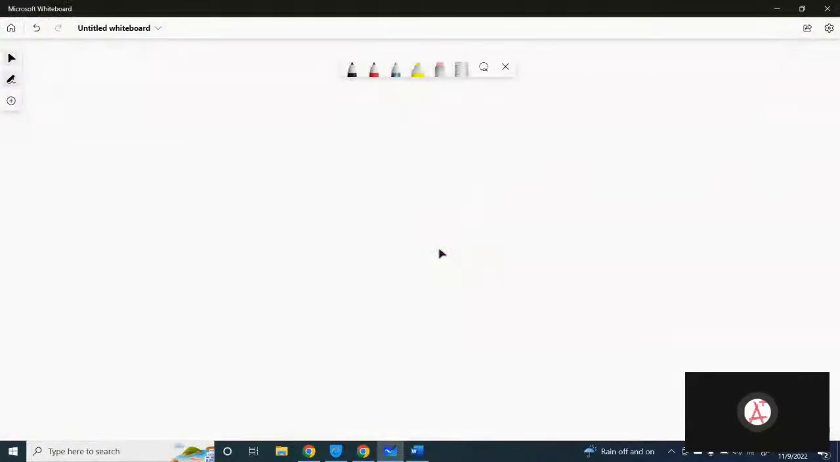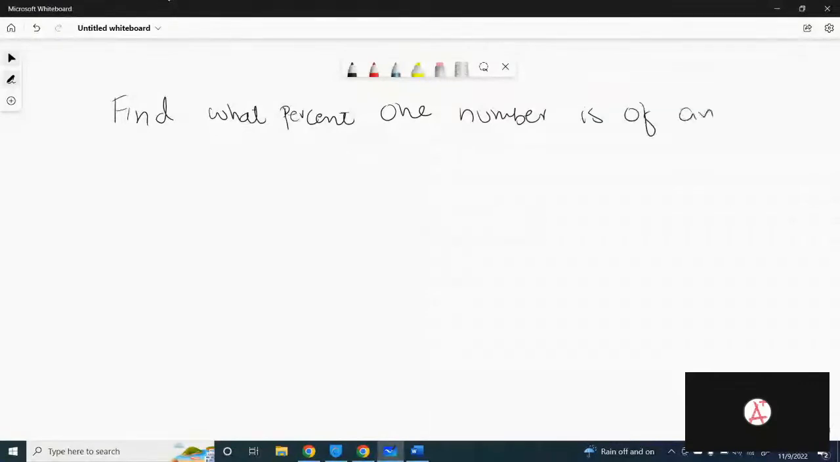Okay, the next topic is, find what percent of a number is another number. Let me write down the lesson name. The lesson name is: find what percent one number is of another. Got it? So they are word problems actually.